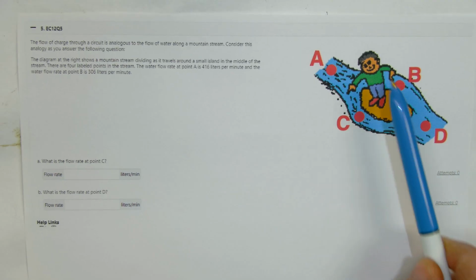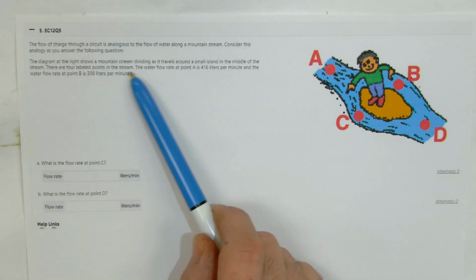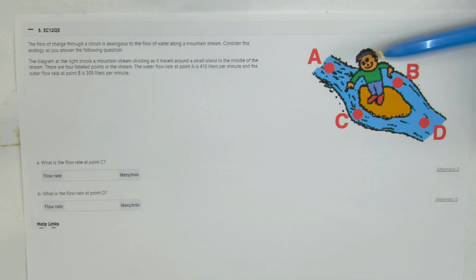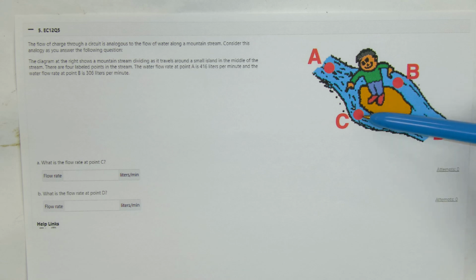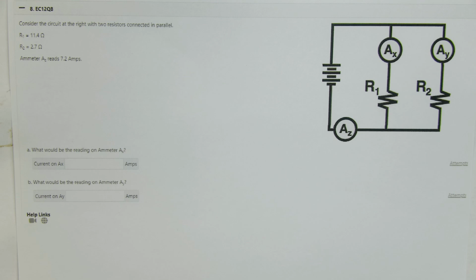Another very common question I see is on this one. This one gives you some numbers, but really, I think it's just helpful to know what it's trying to say: the water that's flowing in here at A is the same water that's flowing out here at D. So the water at B and C are not necessarily equal, but they for sure add up to what's at A and D.